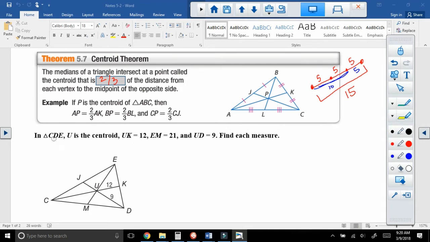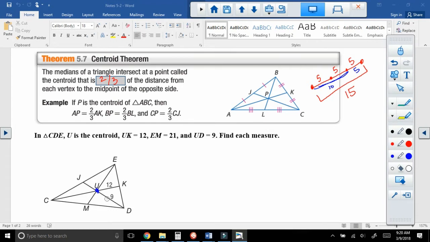So looking at this question, it says in triangle CED, U is the centroid. So this is the centroid, so that means it's 2/3 the way across. It says UK is 12, EM, so this whole thing is 21, and UD is 9. So just like everything else, this doesn't really have to be drawn to scale, so don't worry about it if it's not. The 2/3 and the 1/3 thing are going to be the important part.